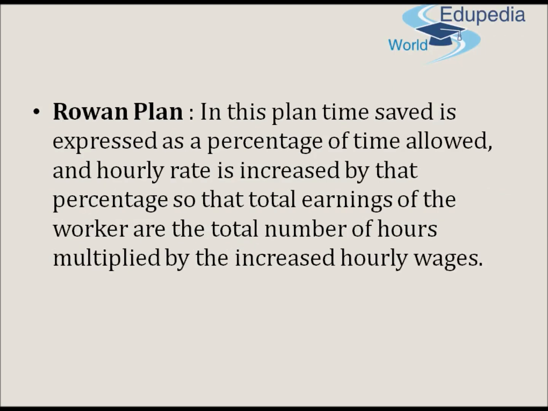Rowan plan. In this plan, time saved is expressed as a percentage of time allowed and the hourly rate is increased by that percentage so that total earnings of the worker are the total number of hours multiplied by the increased hourly wages.